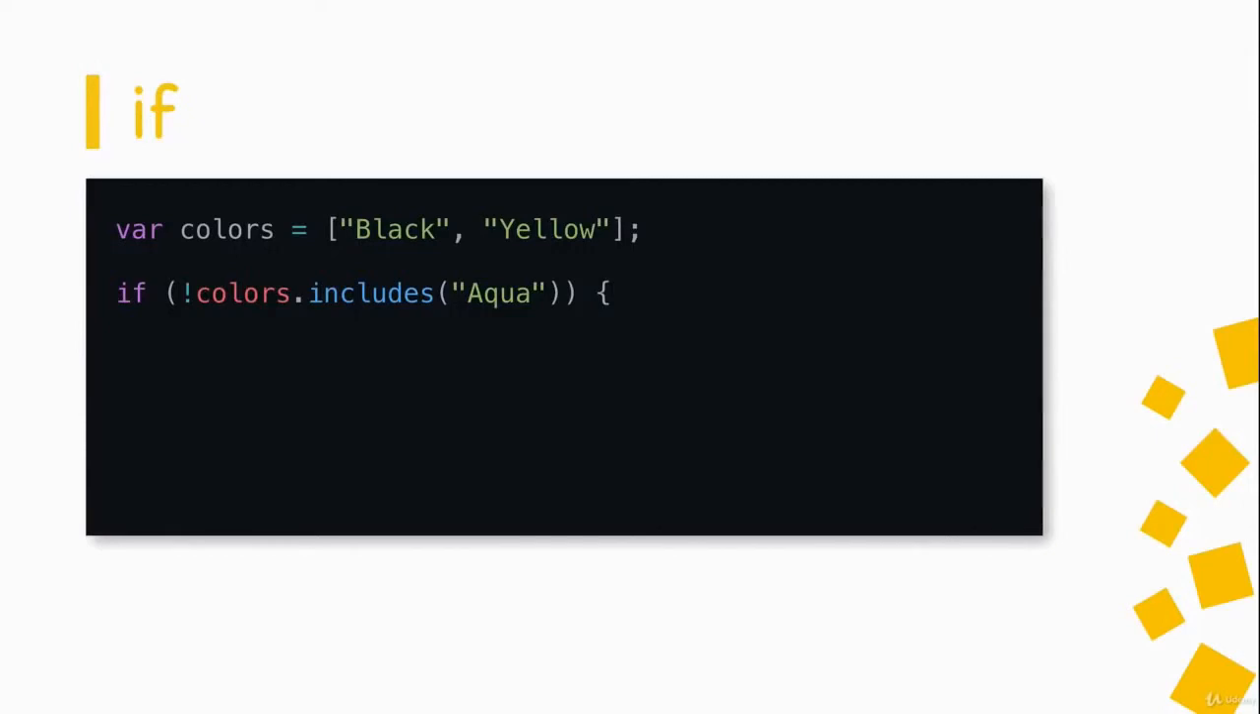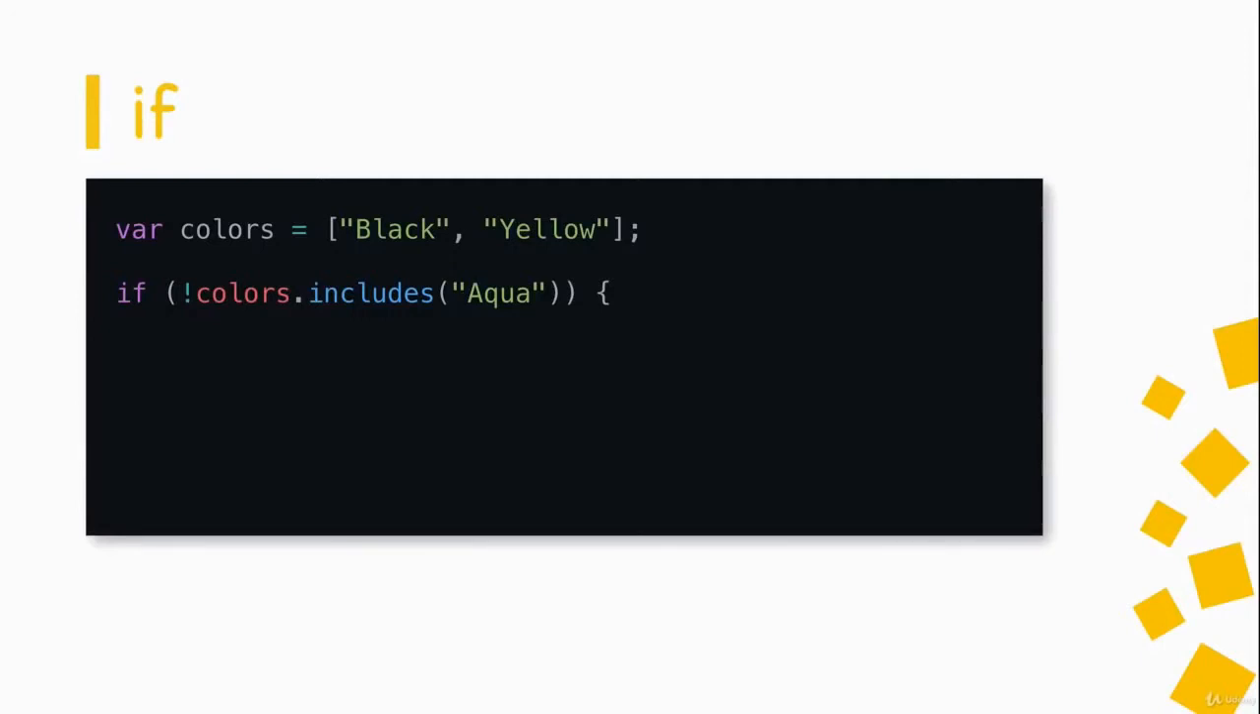But we're using the logical not operator. So see the exclamation sign at the very beginning? That is the logical not operator. And remember, the logical not operator inverses the condition. So if it's false, it returns true, and if it's true, it returns false. So in this case, colors.includes aqua would return false, and because we are using logical not, then it would actually return true, and the code inside the if block will actually get executed.